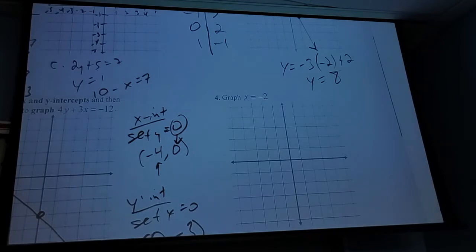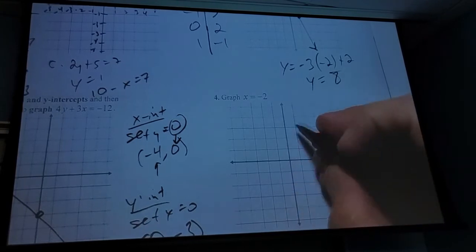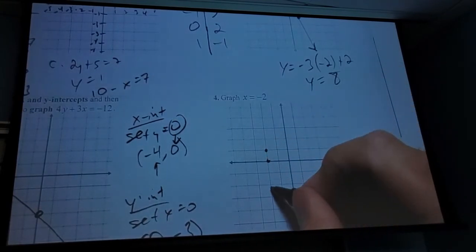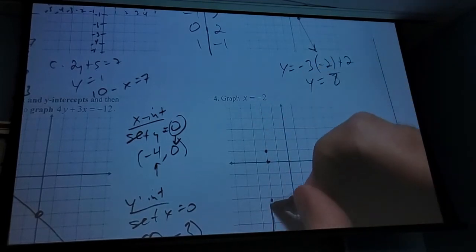And why is that okay? Does this have any restriction on what y can do? Y can do whatever it wants to. So x equals a constant, it's a vertical line. So where does x equal negative 2? Well, it's right there. Where else is x equal to negative 2? Right there. Right there.